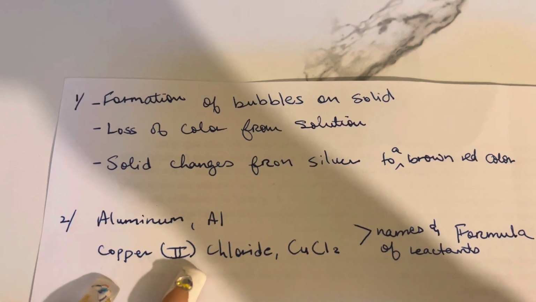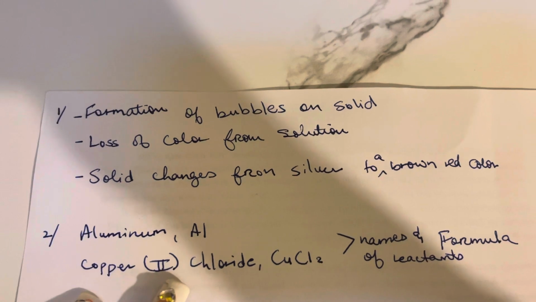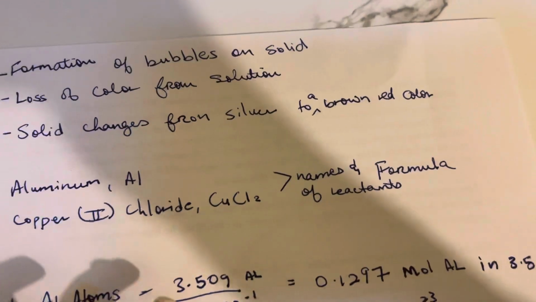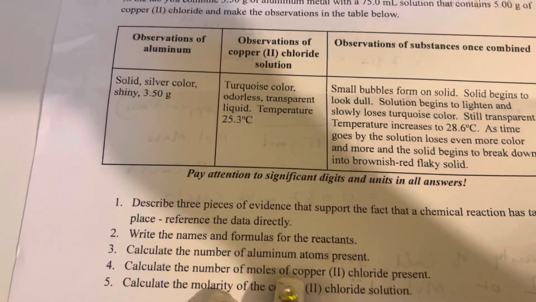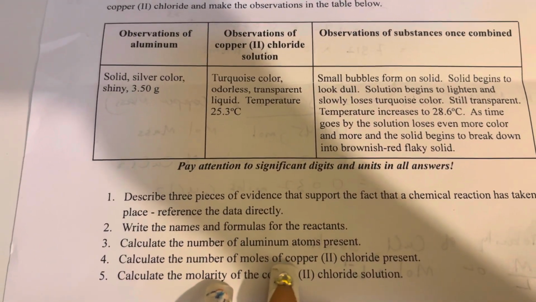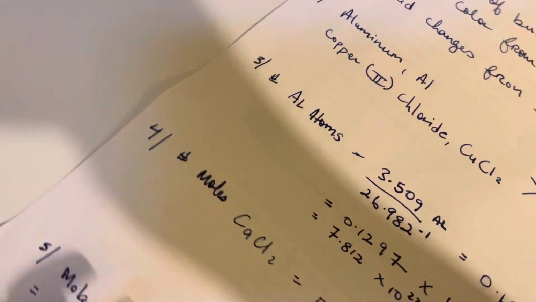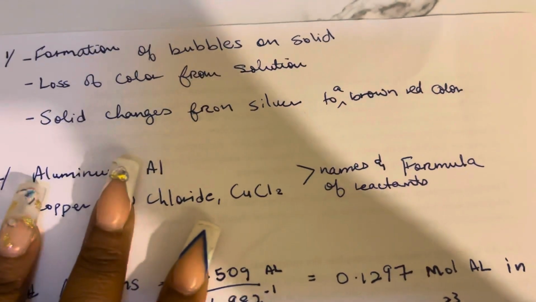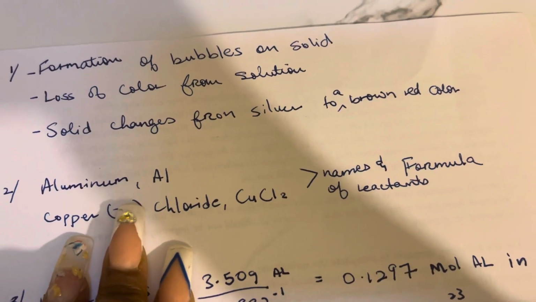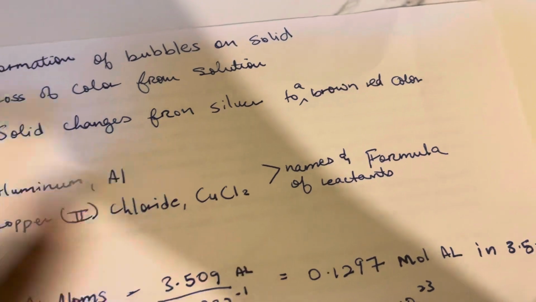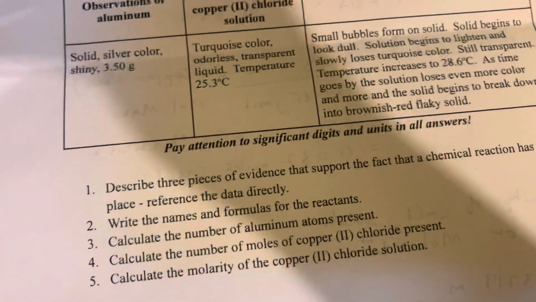With the aluminum, you can see the solid silver, like a glossy kind of color, lost its color. For the second question, it asks to write the names and formulas for reactants. So we have here aluminum, which is Al, copper 2 chloride, CuCl2, and those are the names and formulas of the reactants, from what I understand.